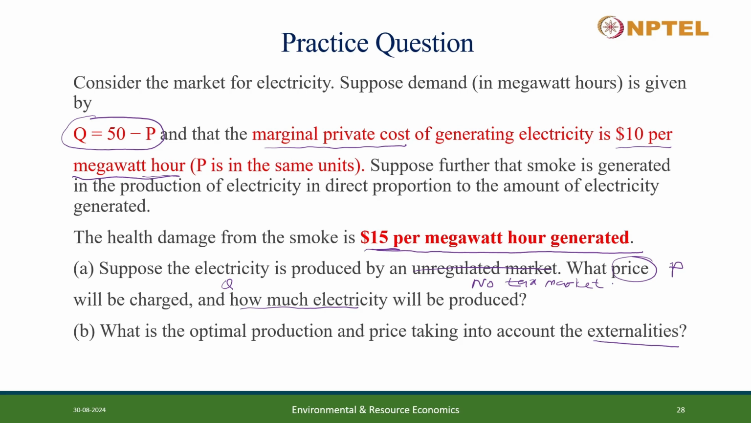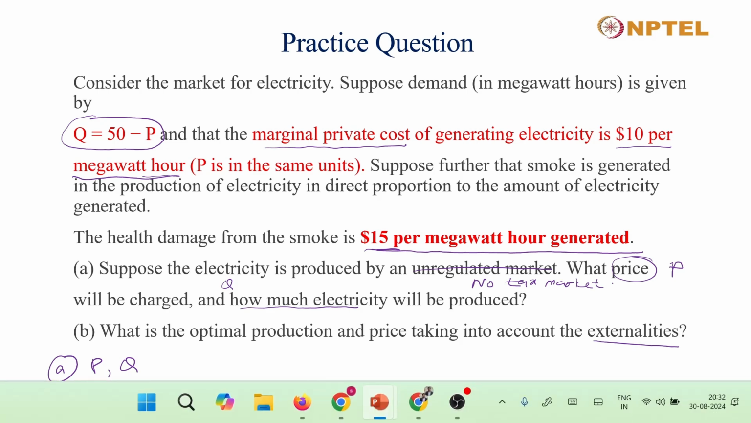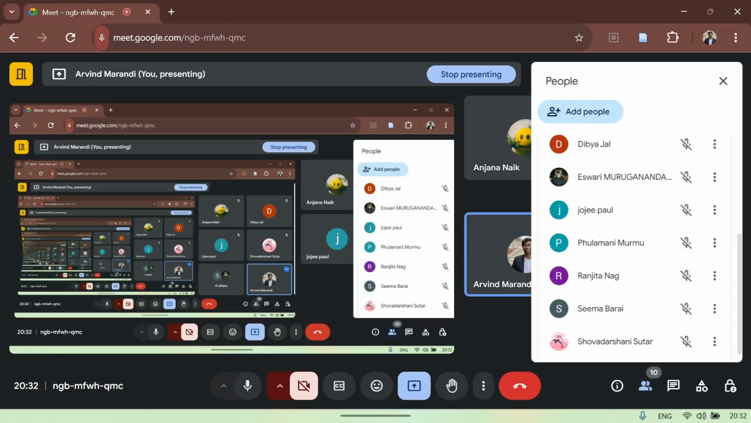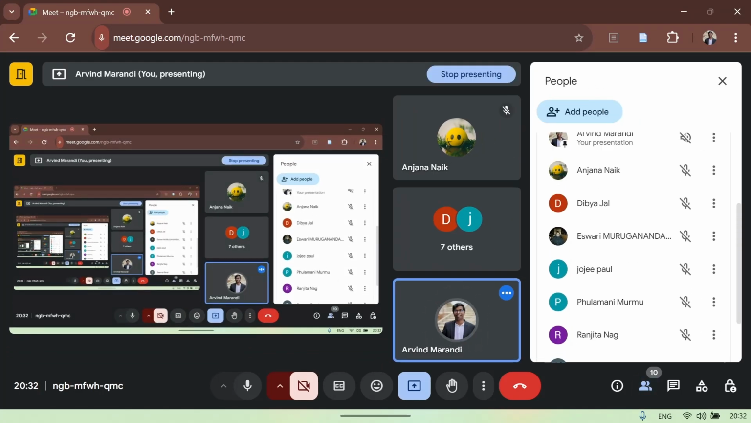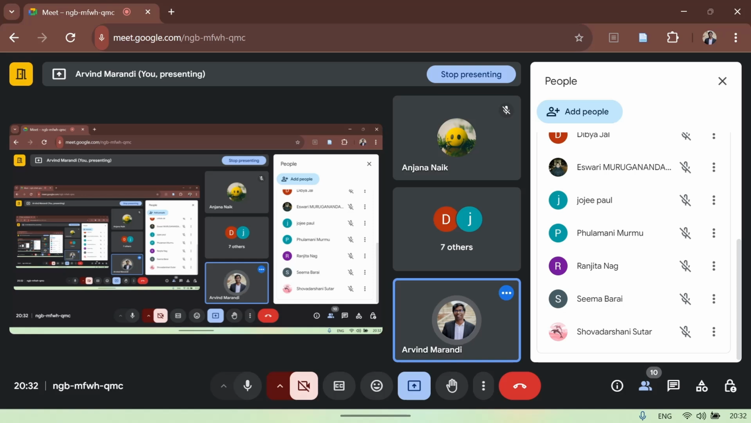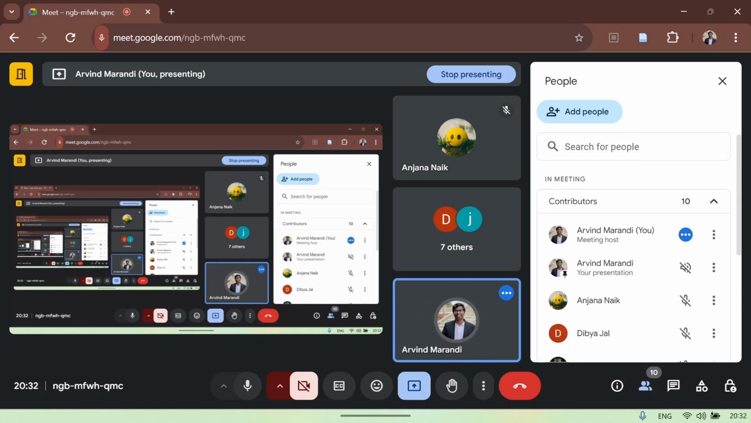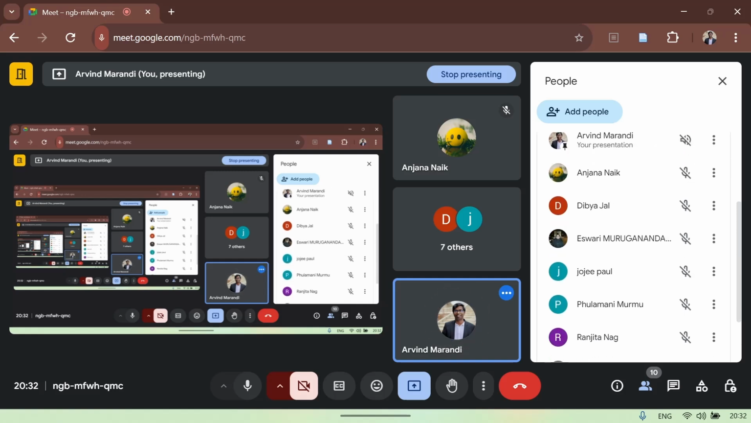So I will start with the A part, where we have to find P and Q, price and quantity. How to start? Neha, are you there? If we don't have Neha, can anyone tell me how the demand curve looks like? How will the demand curve be?